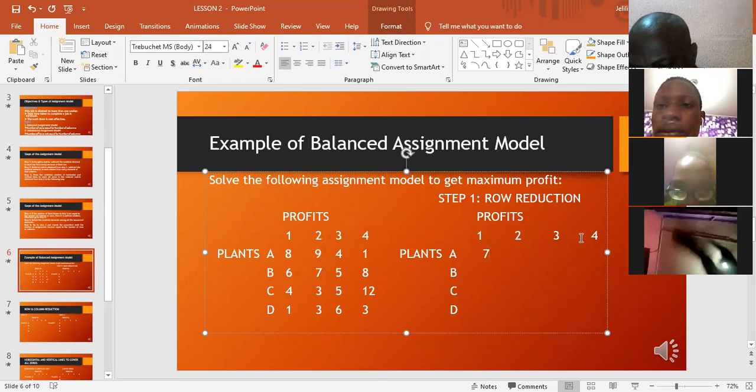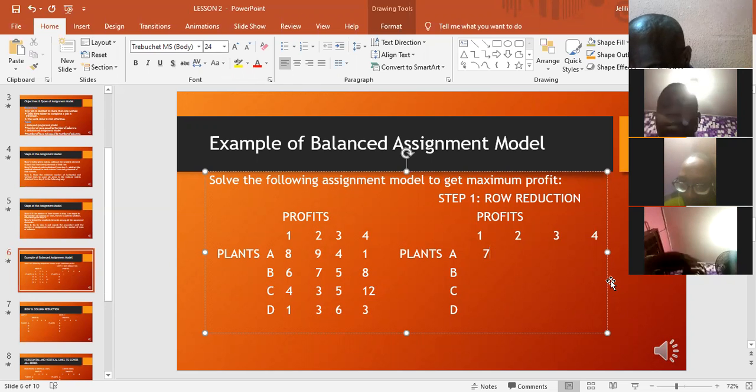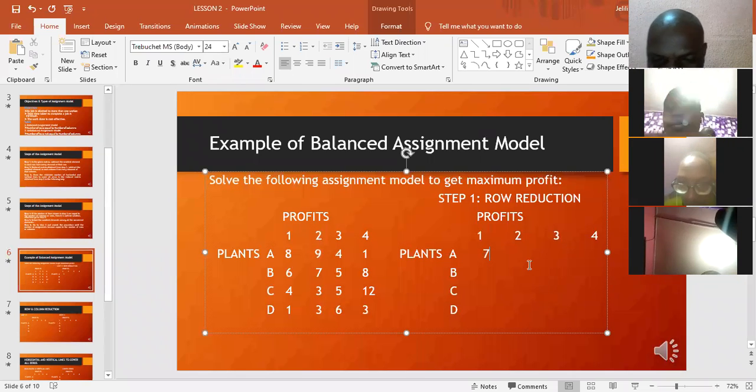Let me unmute you so that if you have any question, you can ask. Hold on, let me unmute you. So you can also, let me unmute you as well, so that if you have any question, you can ask.